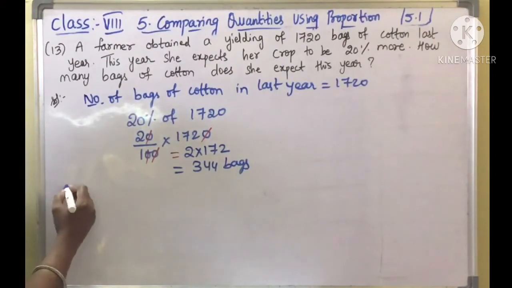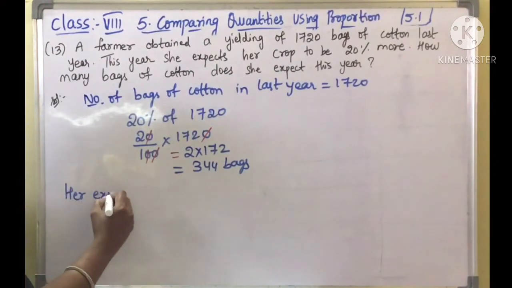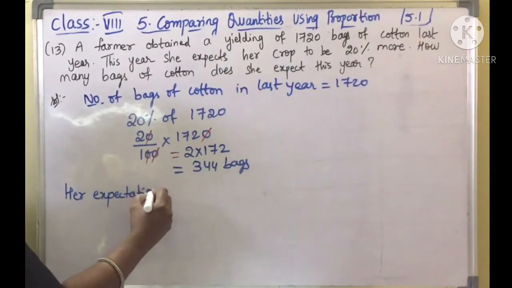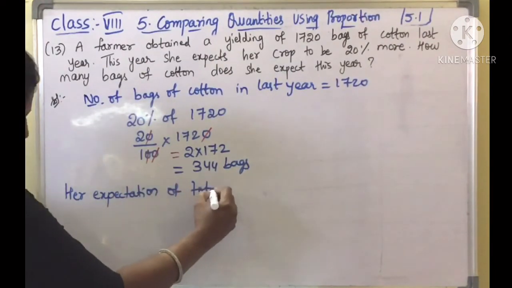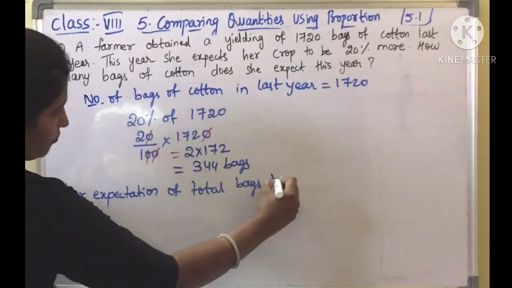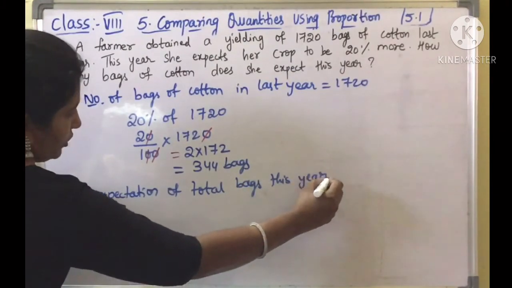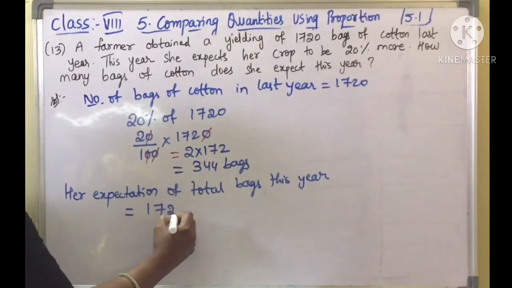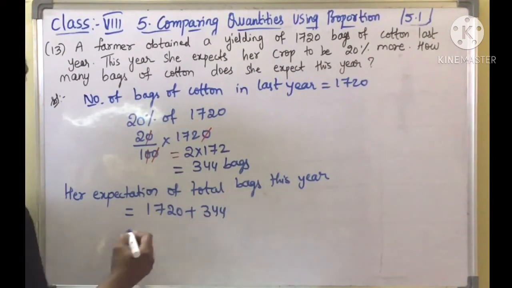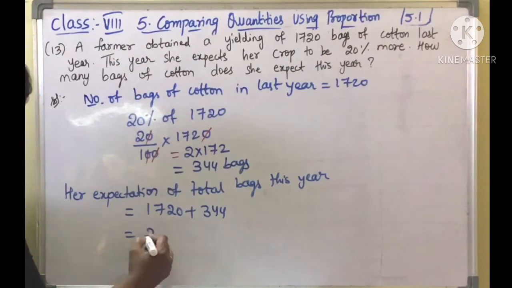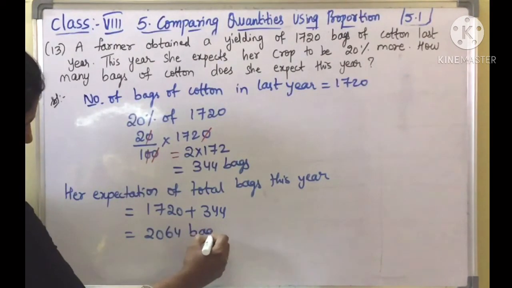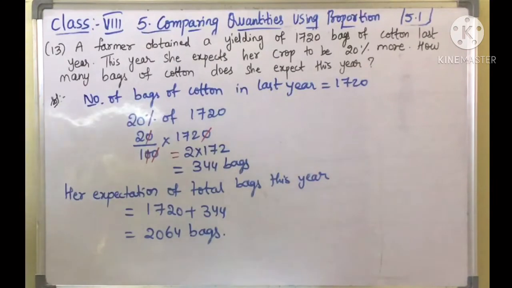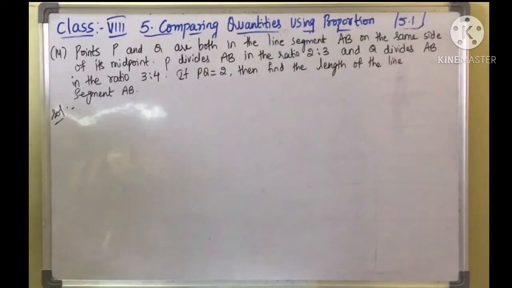So here her expectation of total bags this year is nothing but 1720 plus 344 bags. So when you add, you will get 2064 bags. So this year she is expecting 2064 bags of cotton. Coming to 14th question, that is last question in this exercise, children.